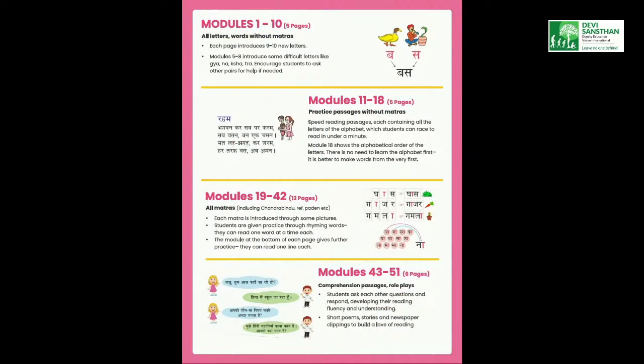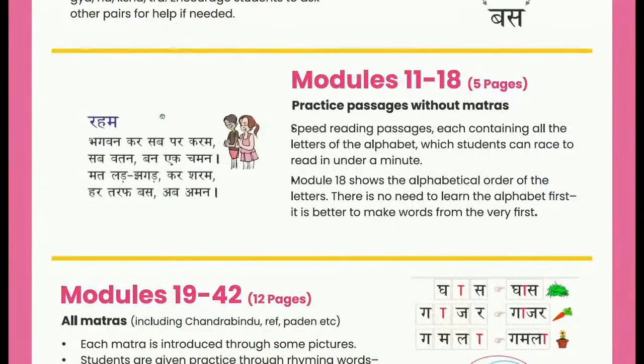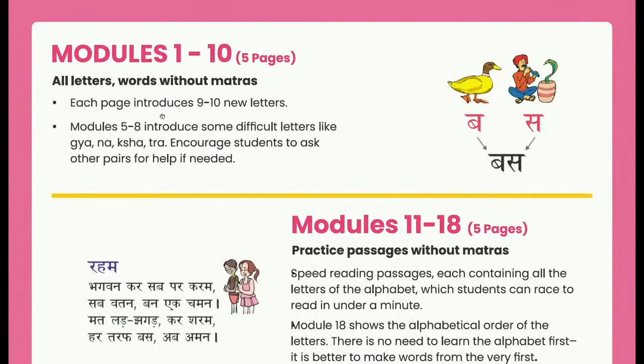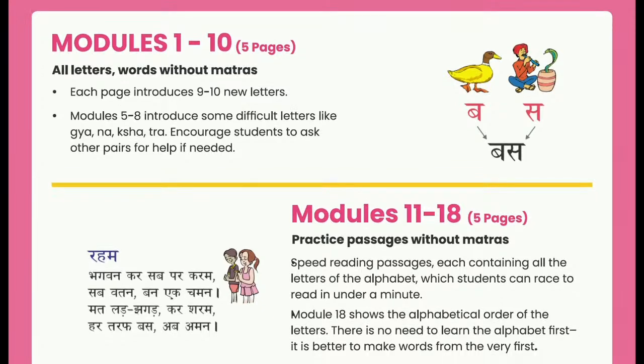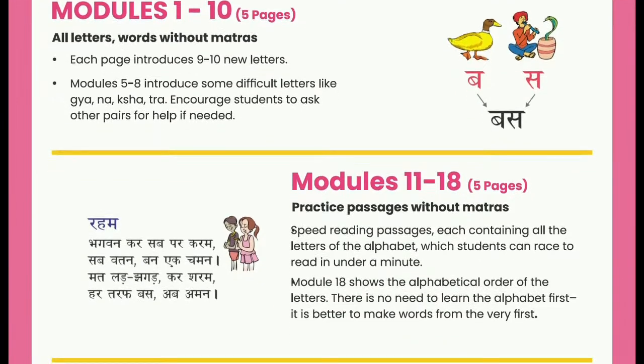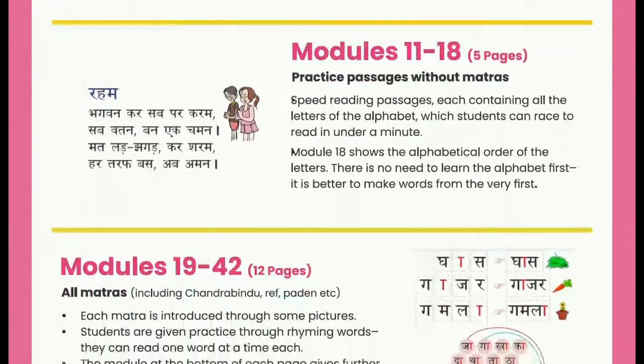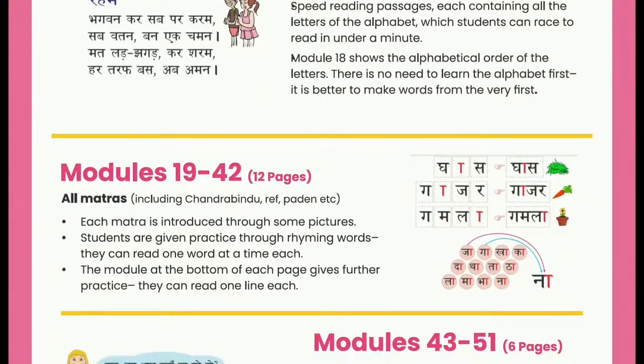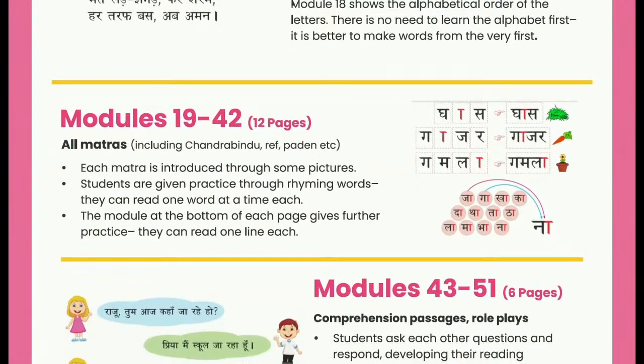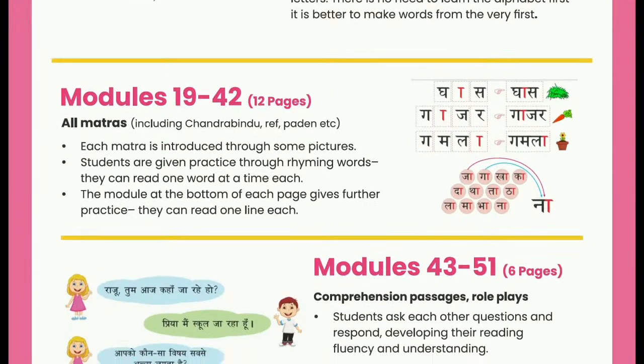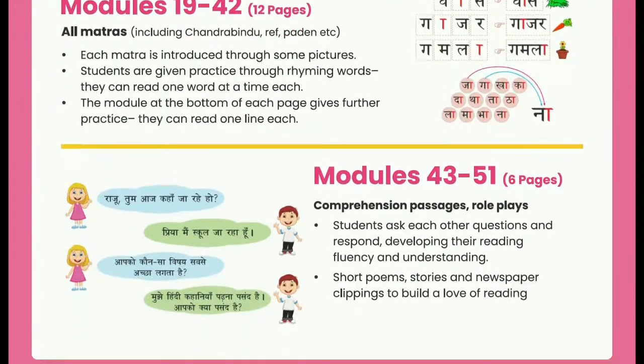This next page shows you how the different modules of the book fit together. So modules 1 to 10, this is for a Hindi book. Modules 1 to 10 show words without matras. So these are really simple, mainly 2 and 3 letter words. Modules 11 to 18 have more practice passages. And then modules 19 to 42 teach matras, which are a form of vowel symbol in Hindi. And then there are more passages for comprehension and role plays.